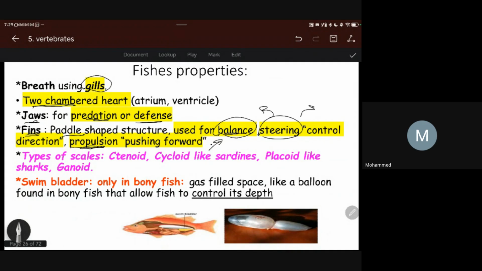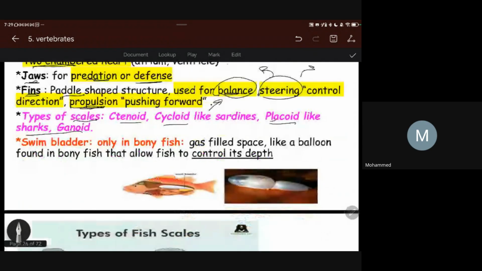There are a couple of specific types of scales as well: either ctenoid, cycloid, like sardines, or placoid, like sharks, and ganoid. They also have something called the swim bladder, which is found only in bony fish. What's the function of this bladder? It's a filled space like a balloon. It gets filled with air to control the depth of the fish.